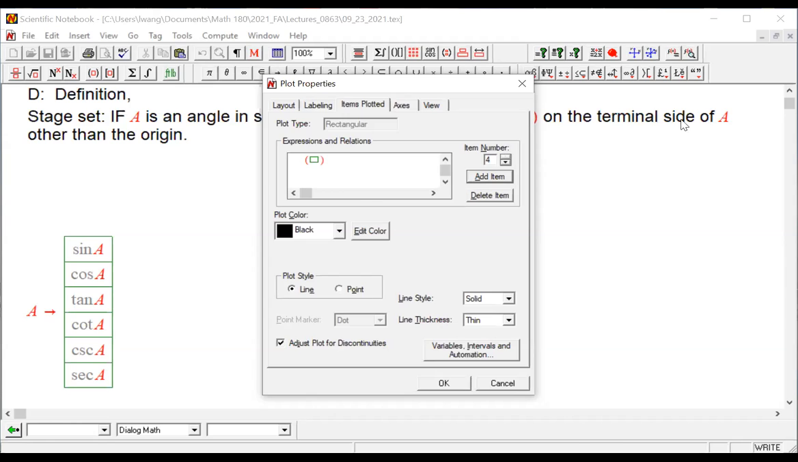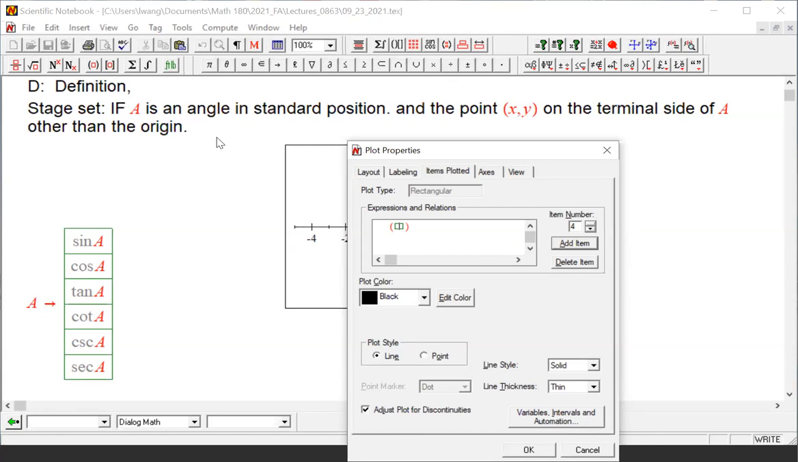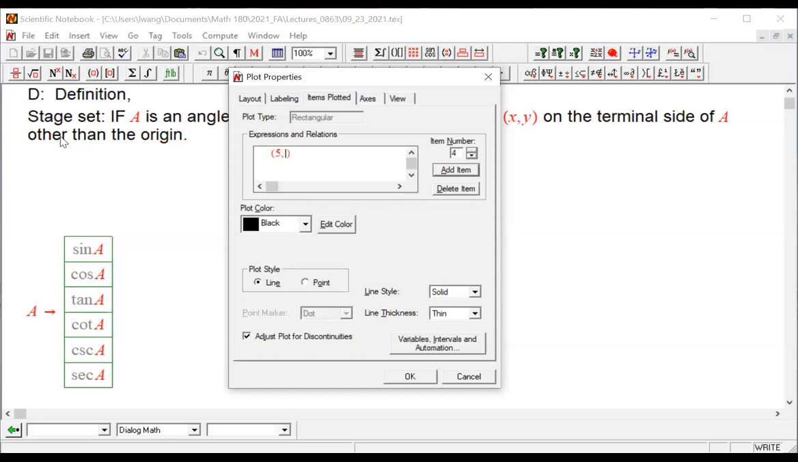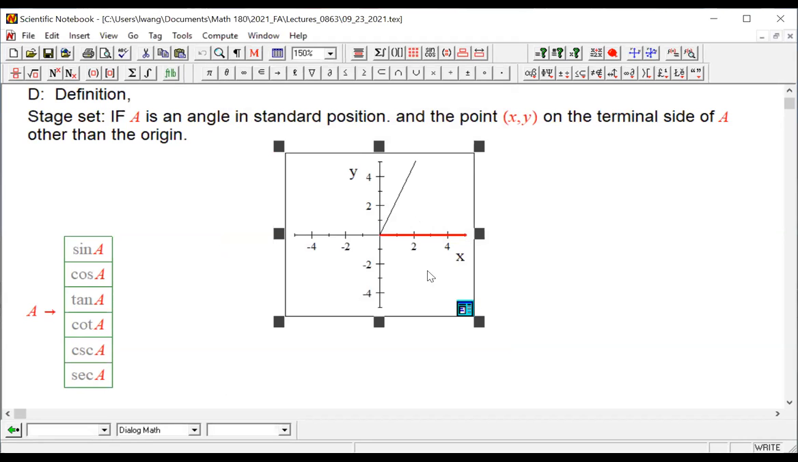The point is on the terminal side of A other than the origin. What does that mean? It means any point. So this point I'm going to have is just going to be on the terminal side of the angle. Oh, where's that point?